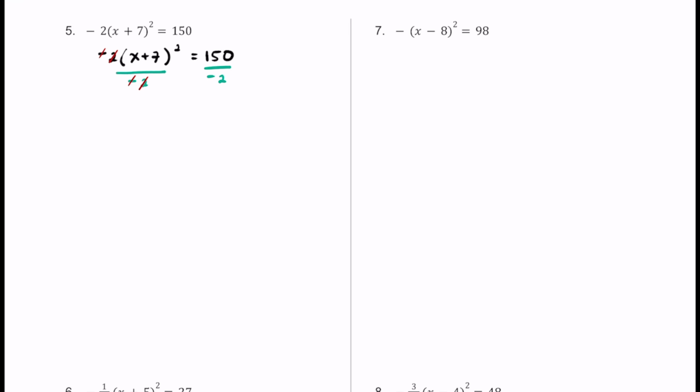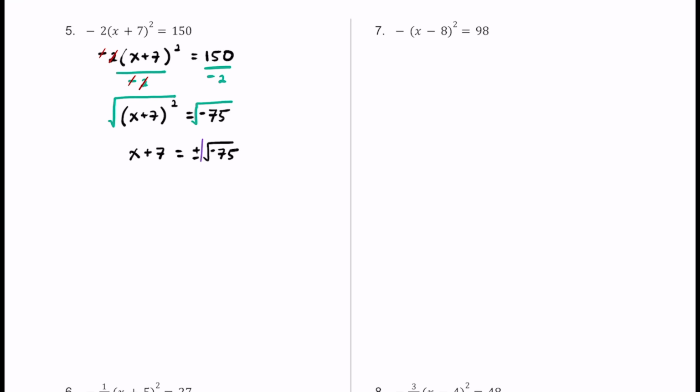So on the left side, we really are just going to be left with x plus 7, that whole quantity squared. And on the right side, 150 divided by 2 is 75, but because it's a positive divided by negative, it's negative 75. Now that we have what's being squared on the left side isolated, we can go ahead and take the square root. Let's do that on the right side as well. So on the left side, we're just going to have x plus 7. And on the right side, we're going to have plus or minus the square root of this negative 75.